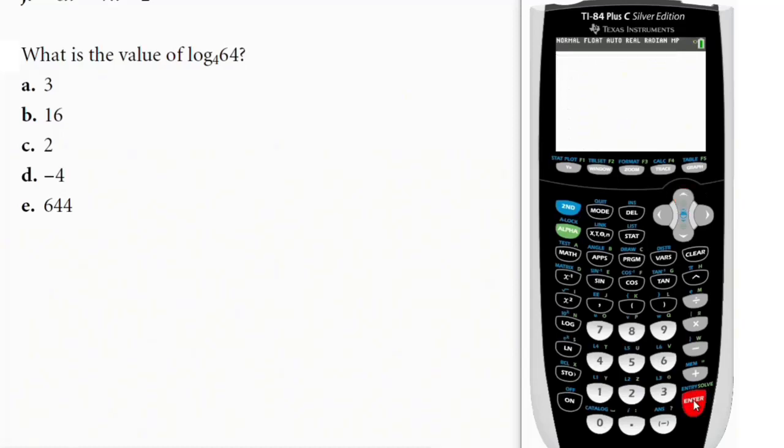Press enter. Alright, so the base is 4, and come here and put 64. And that's all. Let's press enter to see the output. Anyway, so the correct option is what? Option A. This is basically how you can solve this, guys, using the TI-84 Plus scientific calculator.